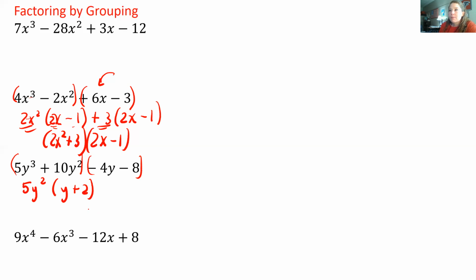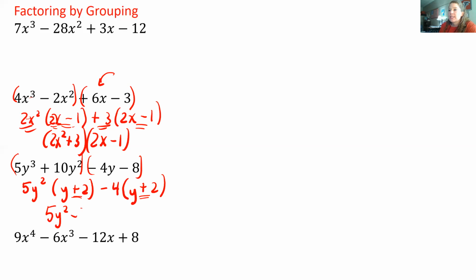All right, now I do want my parentheses to match if possible, right? That's what I'm trying to do. So think about this. I have 2 negative terms and I want them to end up with only positives in the parentheses, right? So that helps me remember I want to factor out a negative number. Well, negative 4y divided by negative 4 is positive y, and negative 8 divided by negative 4 is positive 2. Now, if I factored out a positive 4, these parentheses wouldn't have matched. So make sure you always pull out a negative when you need to, okay?